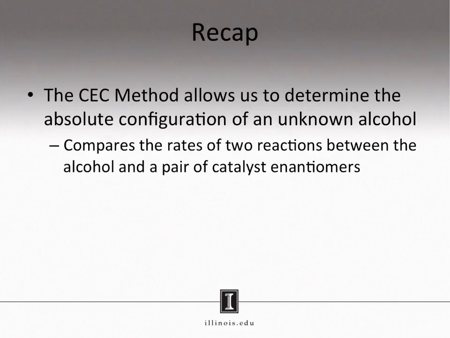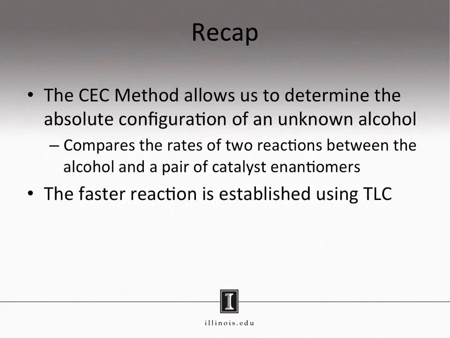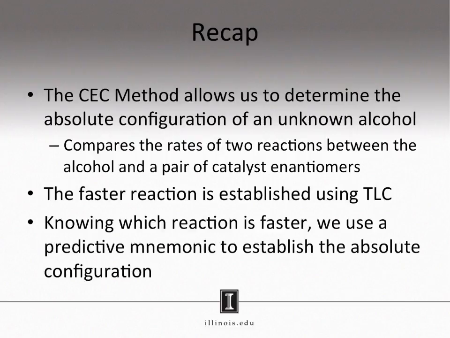That brings us to the end of this webcast. To recap, the CEC method allows us to determine the absolute configuration of an unknown alcohol. It does so by comparing the rates of two reactions between the alcohol and a pair of catalyst enantiomers in the presence of butyric anhydride. Which of these two reactions is faster is established using TLC. After knowing which reaction is faster, we use a predictive mnemonic to establish the absolute configuration of our unknown alcohol.